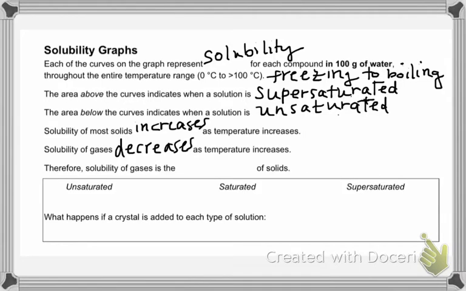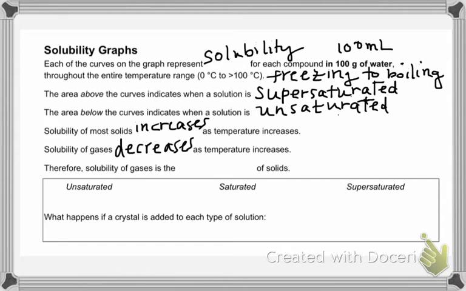Hi everybody, today we're going to be talking about solubility graphs, and basically each of the curves on the graph is going to represent the solubility for each compound in 100 grams of water, which is the same as 100 mLs of water, because the density of water is 1 gram per mL, so 100 grams of water is the same as 100 mLs of water. And the range on the x-axis will be the temperature, going from 0 degrees Celsius, which is freezing, to 100 degrees Celsius, which is boiling.